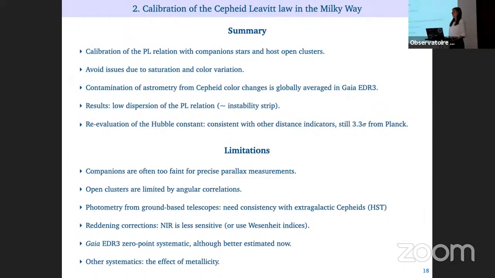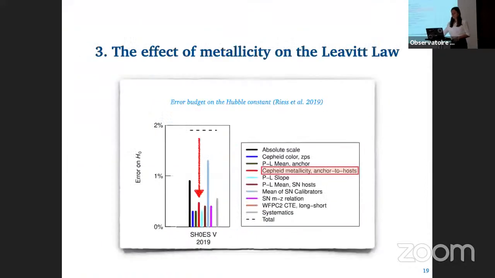One of them is the effect of metallicity. And this is the effect and the main systematic I wanted to study in my second paper. So to improve the calibration of the distance scale and of H0, we need to study all these systematics. It can be on the Cepheid distances, Cepheids photometry, or the calibration of the PL relation itself.